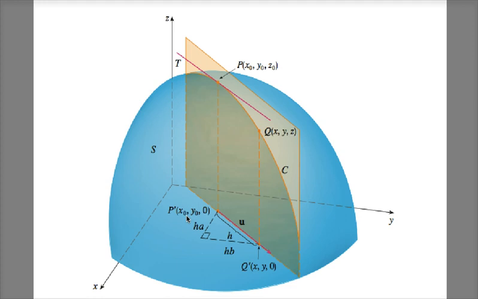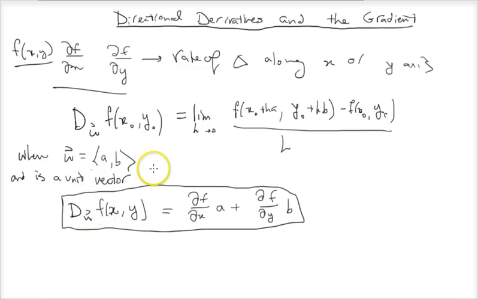Now I'm going to go back and show you actually how you can go about taking directional derivatives practically. So this is the easiest way of going about solving directional derivatives. The directional derivative in the direction of u, where u is a vector with components a, b, is equal to the partial derivative of f with respect to x times a plus the partial derivative of f with respect to y times b.